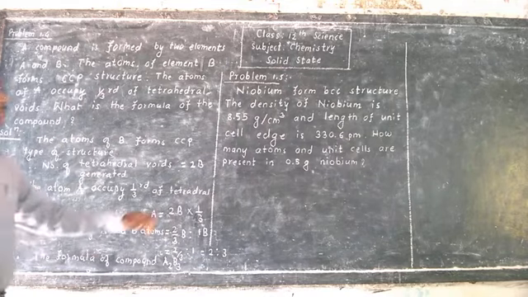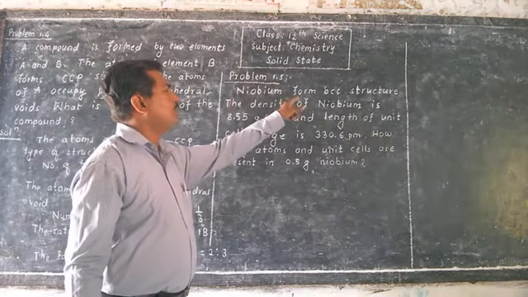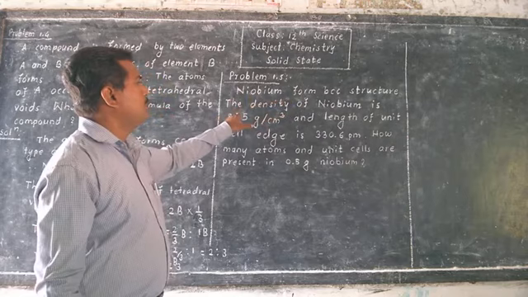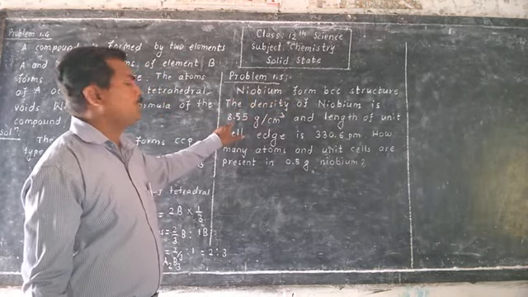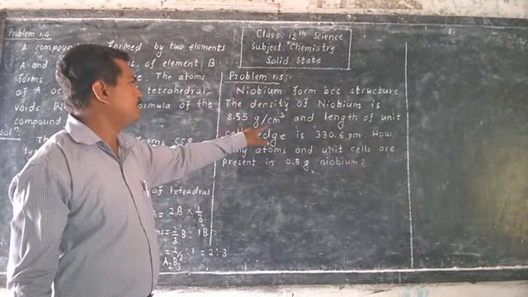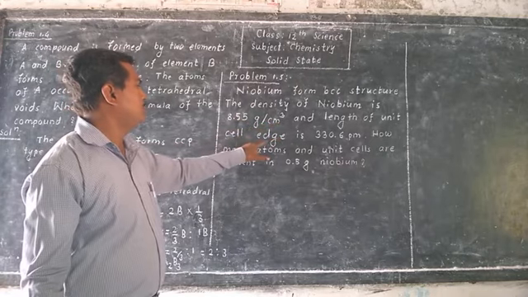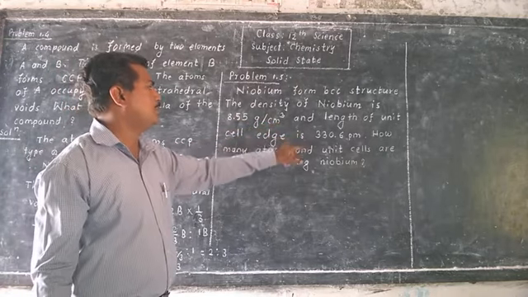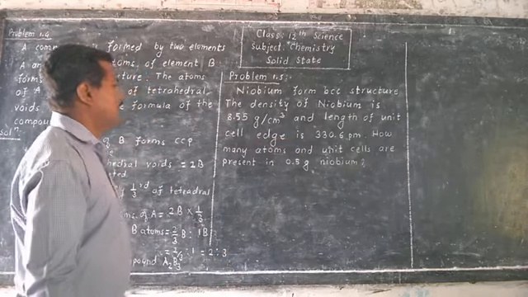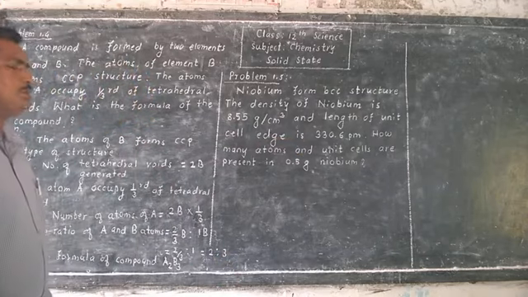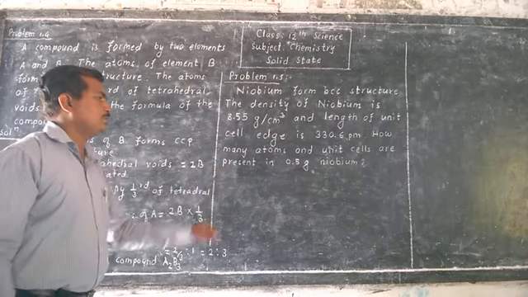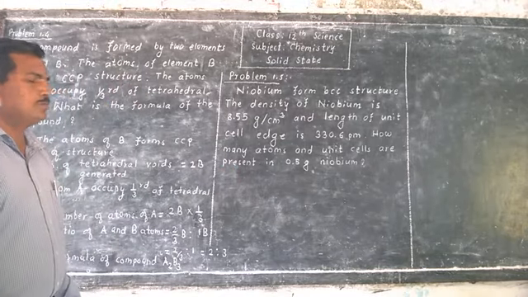Now the second problem: niobium forms BCC structure. The density of niobium is 8.55 gram per centimeter cube. The length of the unit cell edge is 330.6 picometer. How many atoms and unit cells are present in 0.5 gram of niobium?